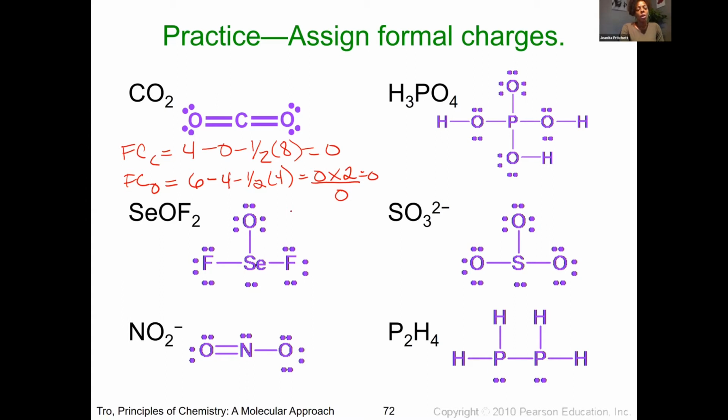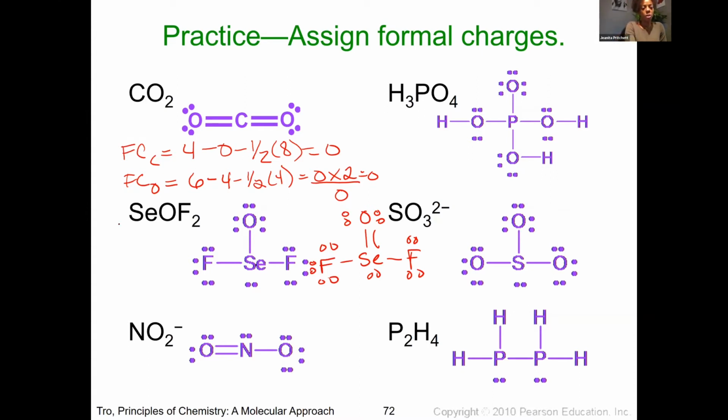Now in this SeOF2 example, we'll remember we had 2 different versions, and I'll quickly draw that second option for us here, where we ended up with a double bond instead of that lone pair. Okay, so we could do formal charge calculations for both of these molecules to figure out which is the more stable of the two.